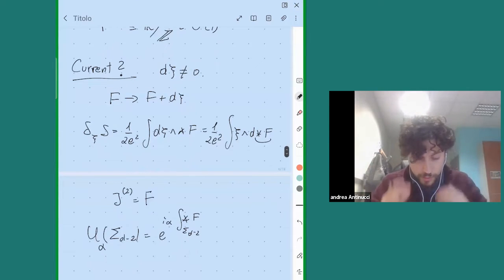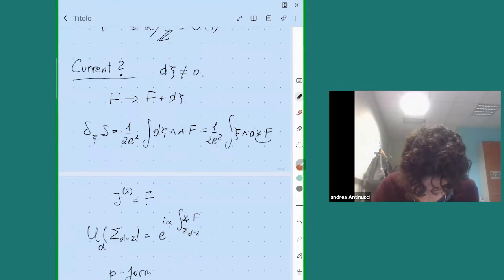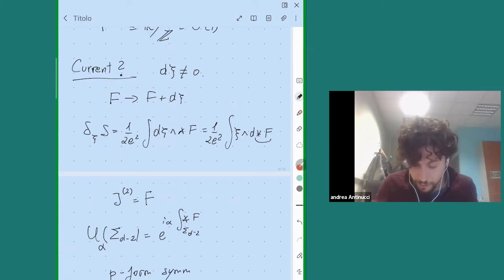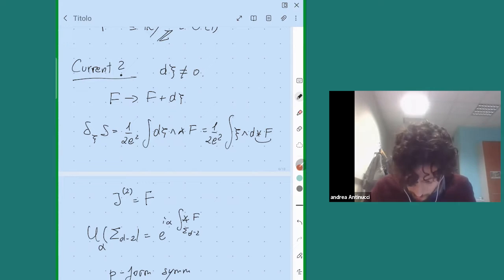And so the general lesson that will emerge is that p-form symmetries will act on p-dimensional operators and will be generated by d minus p minus 1 dimensional topological operators.